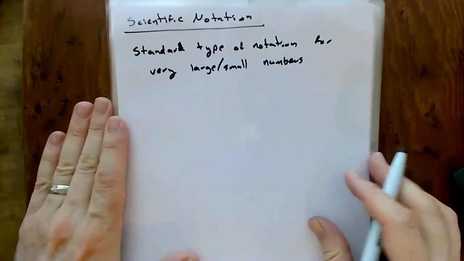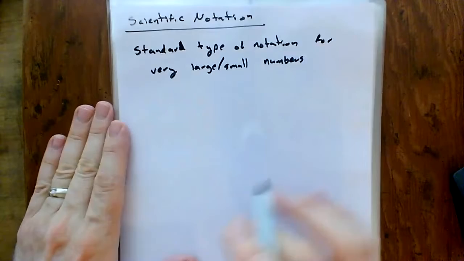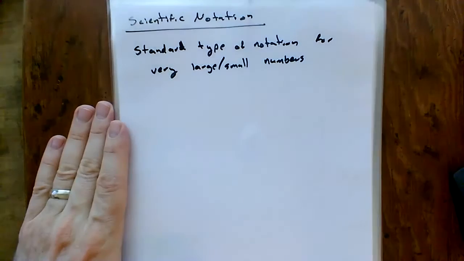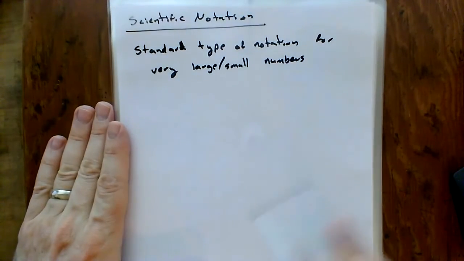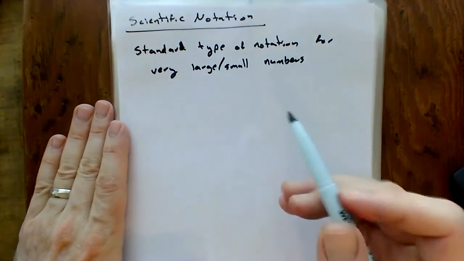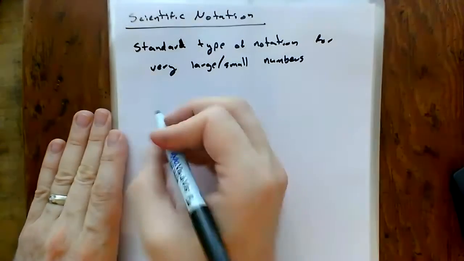I wanted to talk to you a little bit about scientific notation. And just to start off with, scientific notation gets used in a lot of places. I will say where it tends to be most useful is it's a standard type of notation that we use for very large or very, very small numbers.